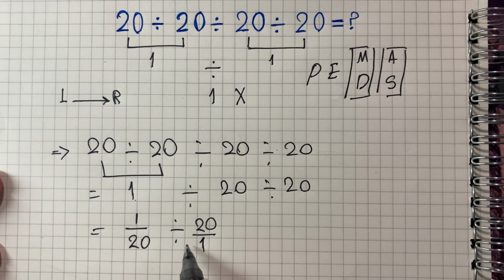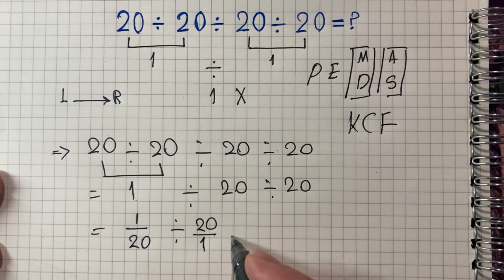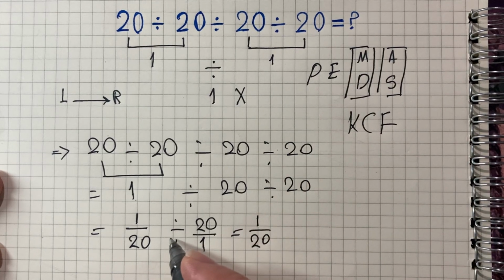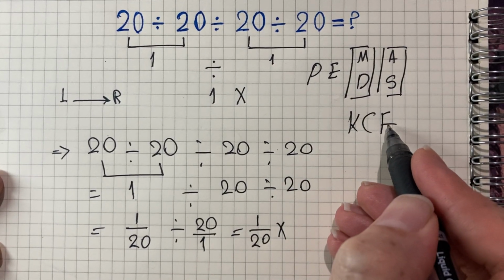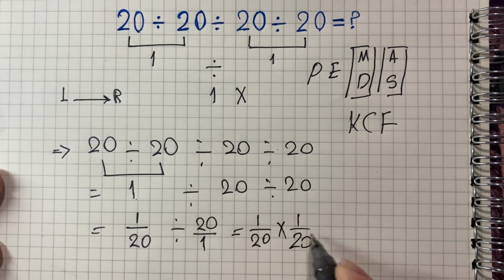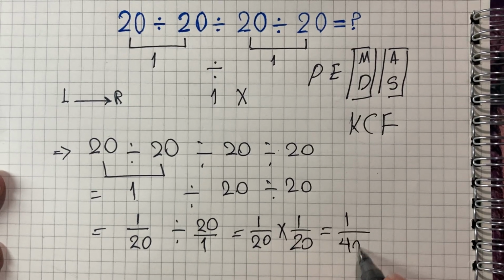To do this, we need to follow KCF. K, keep the first fraction. So I rewrite it, 1 over 20. Change division sign to multiplication sign, right? Next one, flip the second fraction, 1 over 20. So it is going to be 1 times 1, 1, 20 times 20, 400.